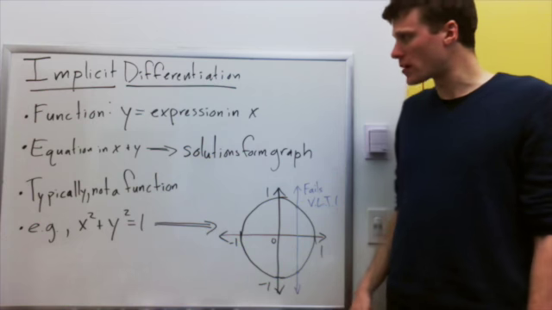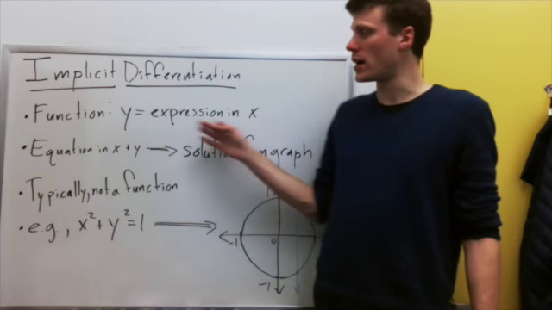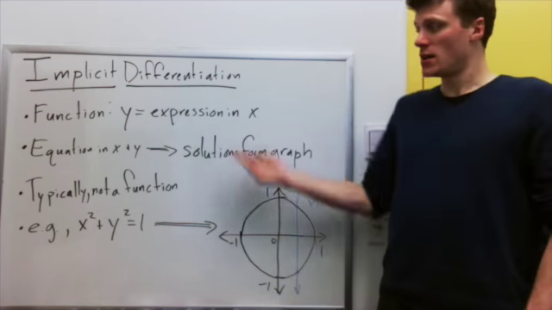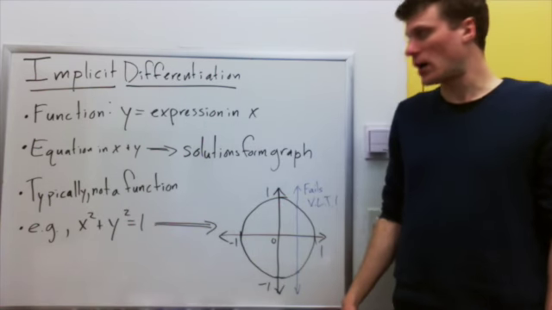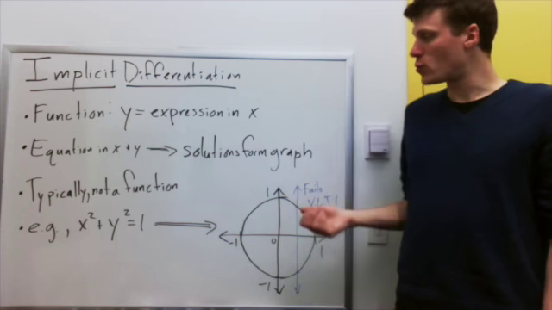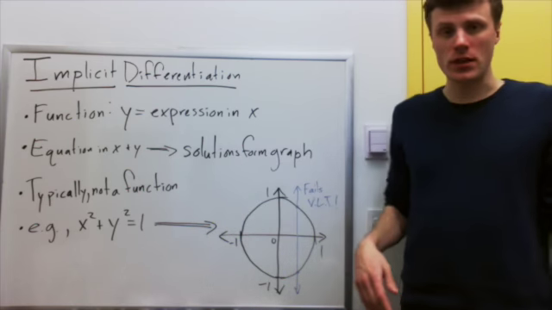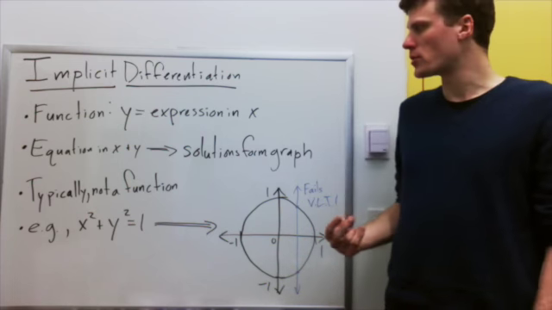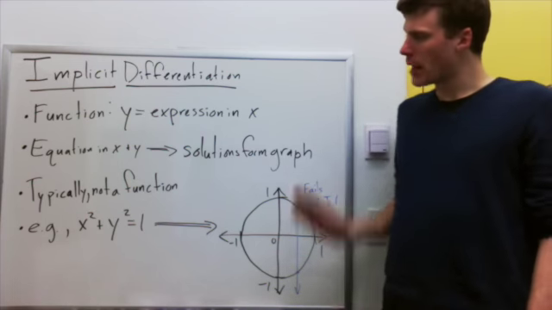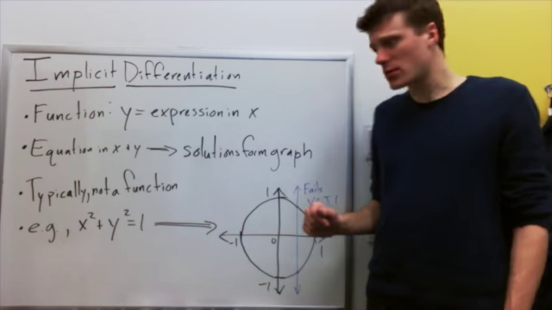However, that's not the only way that we can get relationships between two variables. It doesn't always have to be y is some expression in x. For example, we could start with just some equation in x and y. And then from there we can get the solutions of that equation and they form some sort of graph. That gives us a relationship between the variables x and y. But typically this sort of thing is not going to be a function.